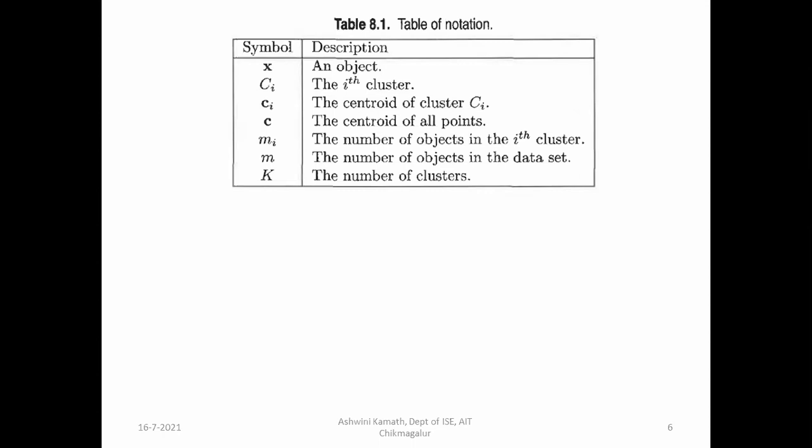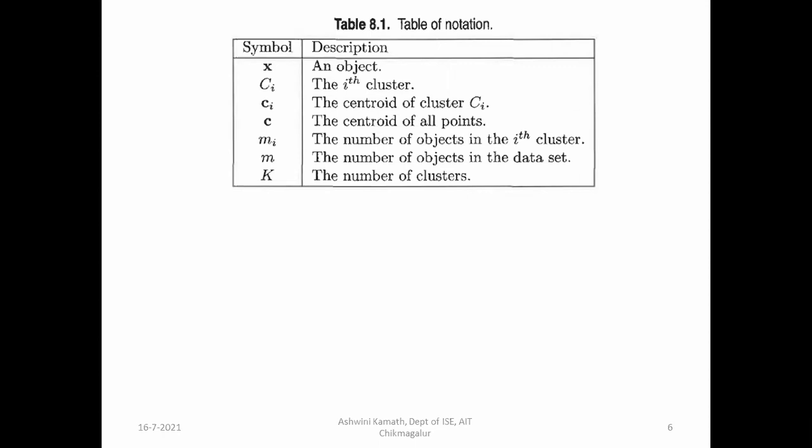Small c is the centroid of all points. For all the data points we have, we calculate one single centroid, that is c. Ci is the centroid of the cluster, capital Ci. Mi is the number of objects in the ith cluster, and m means the total number of objects in the data set.